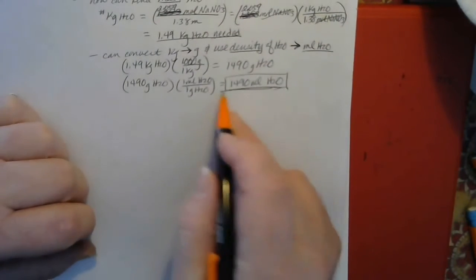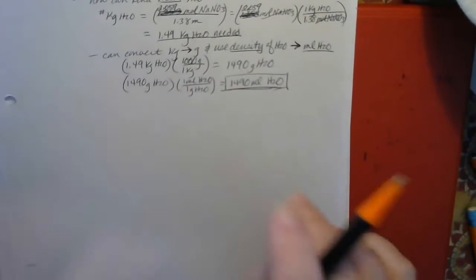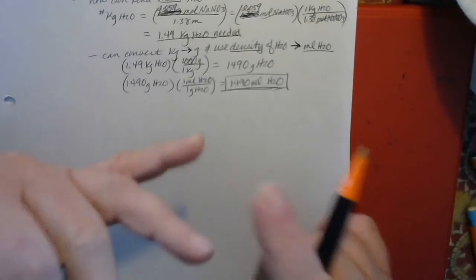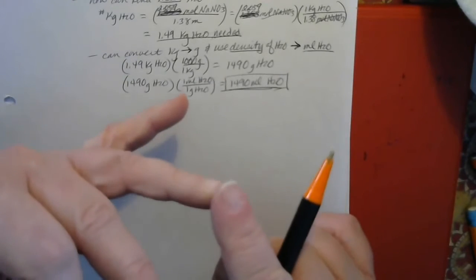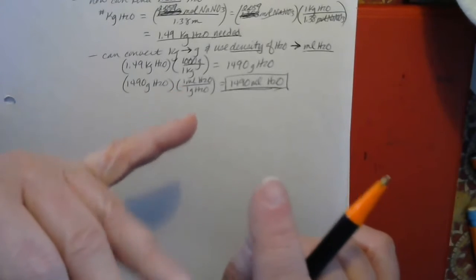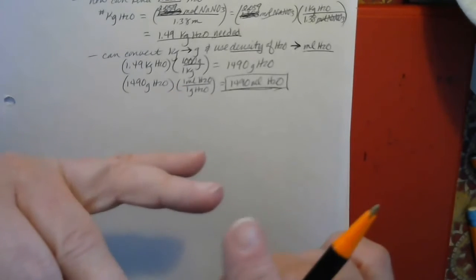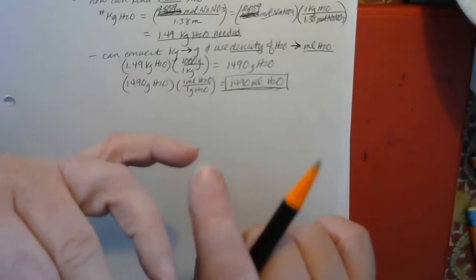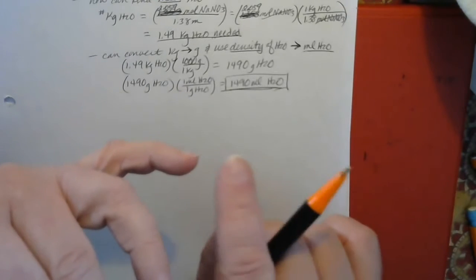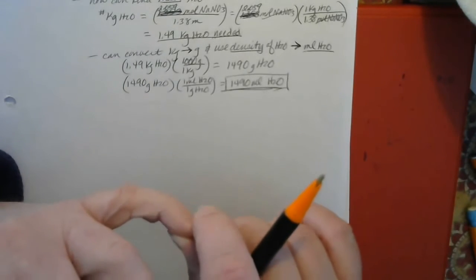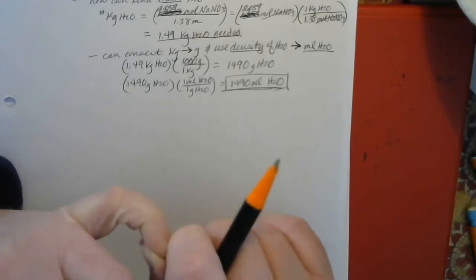And the fact that water has a density of 1 gram per milliliter means that it also has a density of 1 kilogram per liter. Because in going from grams per milliliter to kilograms per liter, you're essentially multiplying the numerator and the denominator by 1,000 each. And so you're multiplying it by 1,000 over 1,000, which is 1. So the number comes out to be the same.